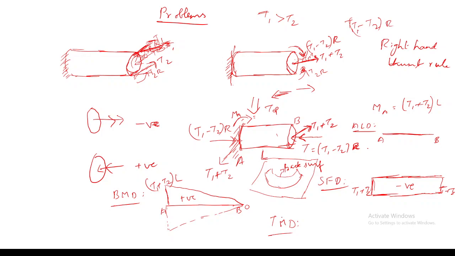So what will be the twisting moment diagram? We have discussed, right? Here it is a positive twisting moment, since it is pointing towards the cross section. And the magnitude of this will be T1 minus T2 into R, and it will be positive.